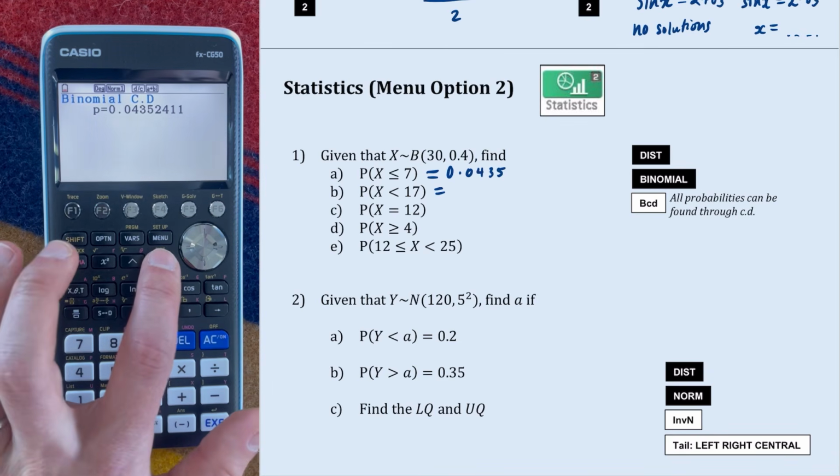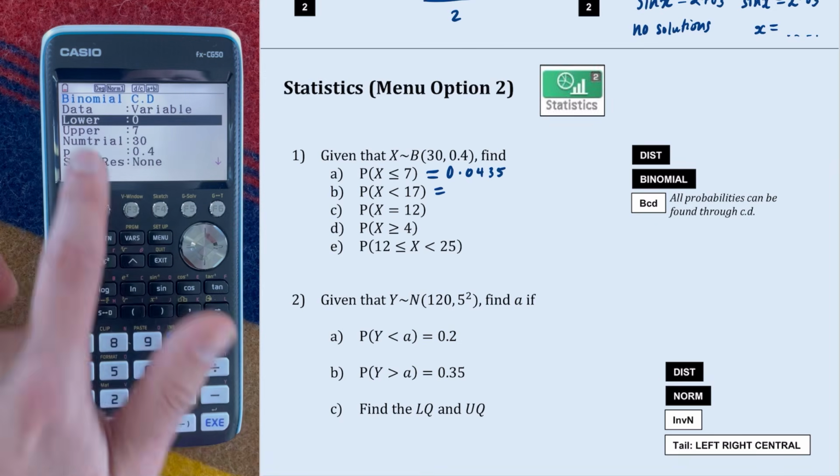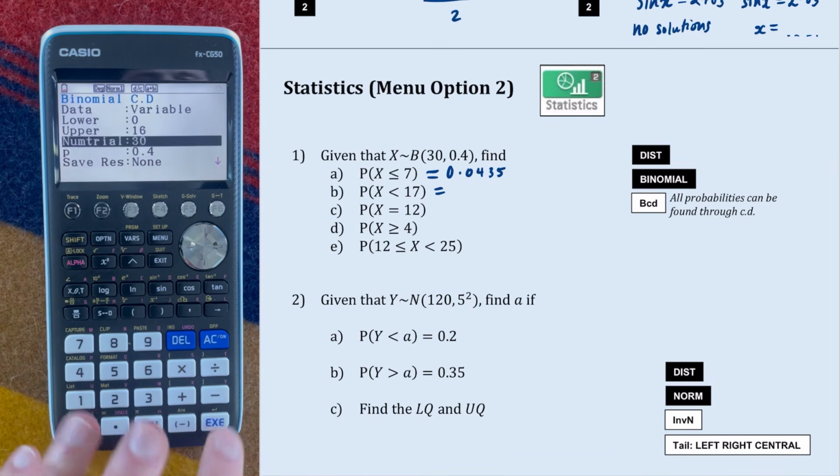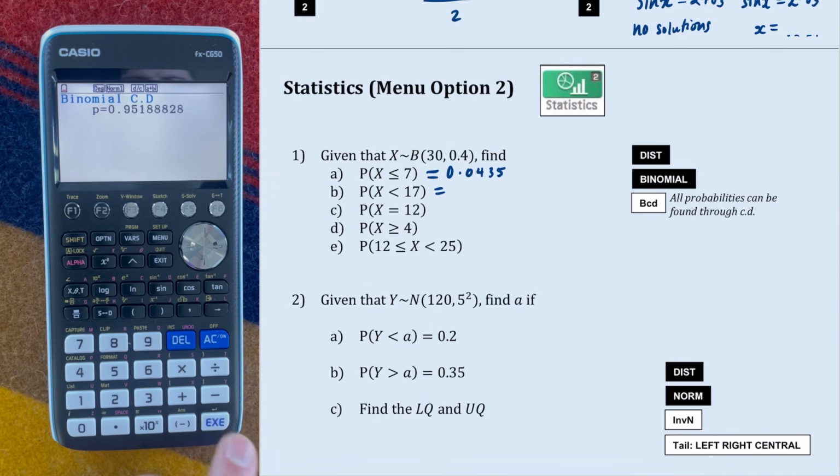Now it wants me to be less than 17, so it's still going to be 0 as the lowest, but because it wants to be less than 17, it means it has to just be 1 lower, so it's going to be just between 0 and 16. And when you press execute, we get 0.9519 to 4 decimal places.